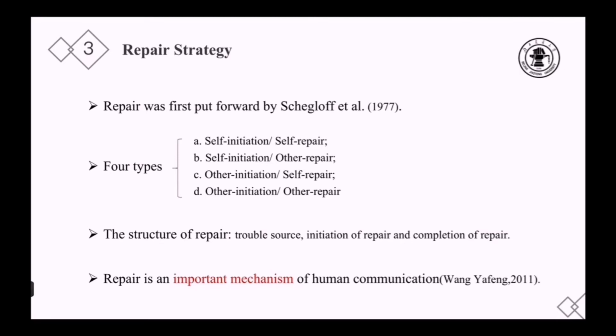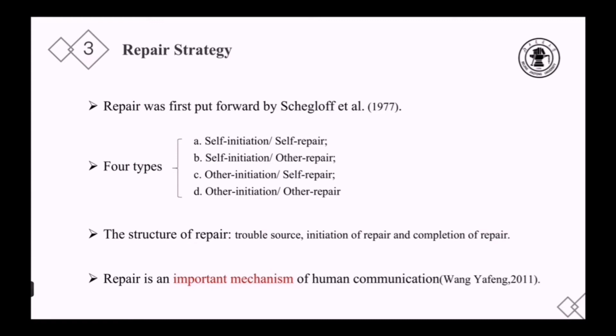The first type is self-initiation, self-repair. And the second type is self-initiation, other repair. The third is other initiation, self-repair. And the last is other initiation and other repair. Based on their empirical studies on large language material, they found that self-initiation occurs more than other initiation, and self-repair occurs more than other repair.